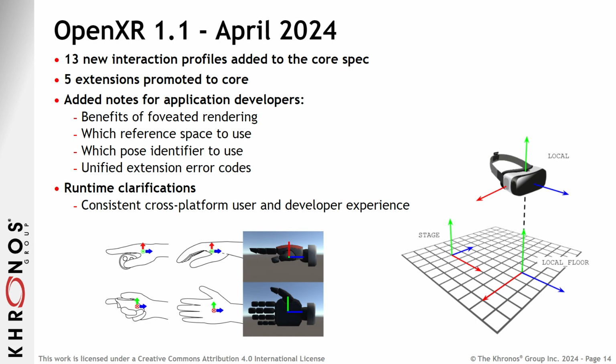In addition to that, we added a bunch of new error codes to make it clearer when something goes wrong, what exactly went wrong, and more language around which reference space to use, the floor space, the stage space, the local space, for example, which pose identifier to use for your hands, grip, aim, etc. And also made it clearer which pieces of the core functionality are now cross-platform and you can rely on without needing to do any additional validation in our conformance spec.